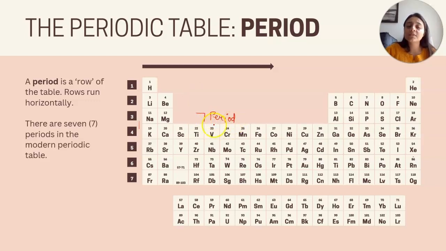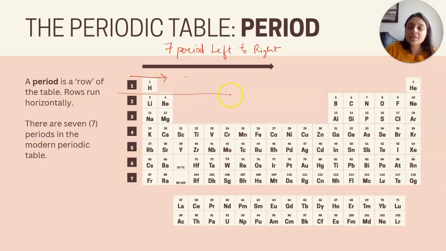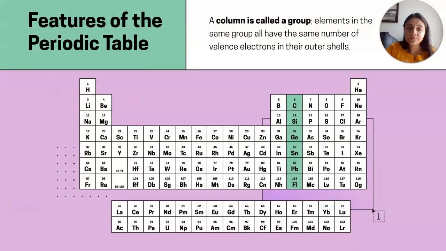As you can see on the screen as well, we are going from left to right. Left to right is the horizontal row, and that is considered a period. This is the number 1 period, going like this. The 2nd period, going like this. Then the 3rd, 4th, 5th, 6th, and 7th. So these are the 7 periods present in the periodic table.